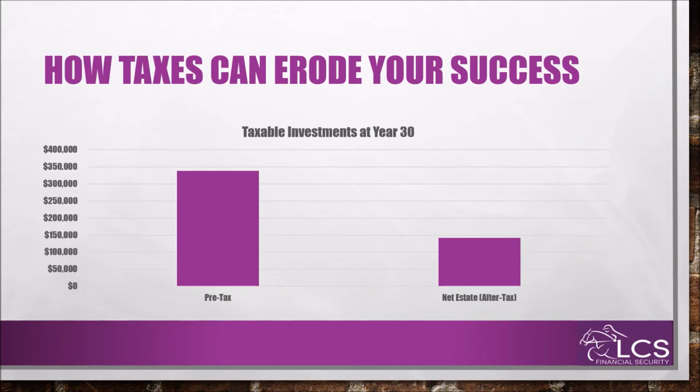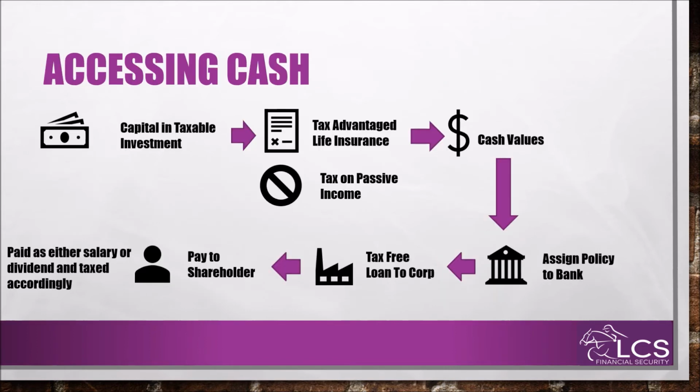So again, just to reiterate, we're looking for a payout in about 30 years. So you can see here, this slide shows that over the period of about 30 years, on an investment of $300,000 and some odd, about $200,000 is lost to tax on your death. But by using a life insurance policy, we can access that cash in a more tax efficient manner.